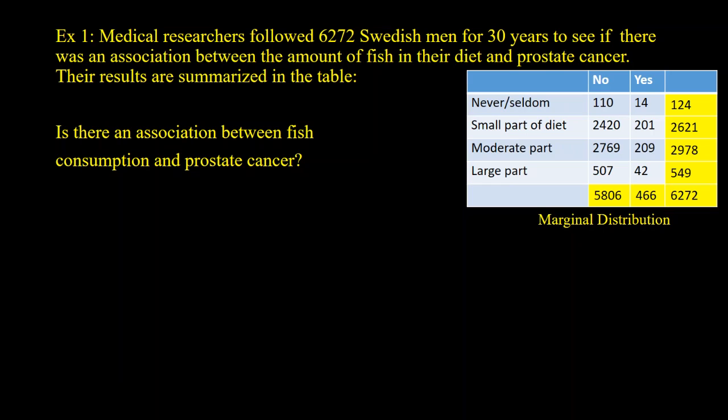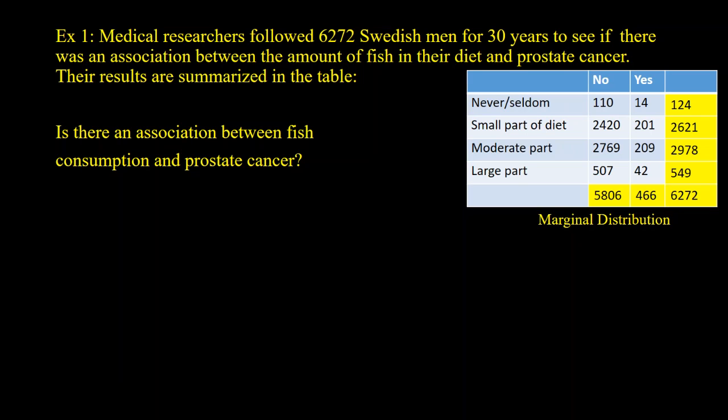In this one, the marginal distributions won't be as helpful, so we want to look at conditional probabilities based on a condition here. So what I want to say is I want to look at, out of all those that did not develop cancer, what percentage of them had fish as a small part? What percent had no part of their diet? What has a large part? So we'll look at those 5,806 people that did not develop prostate cancer.